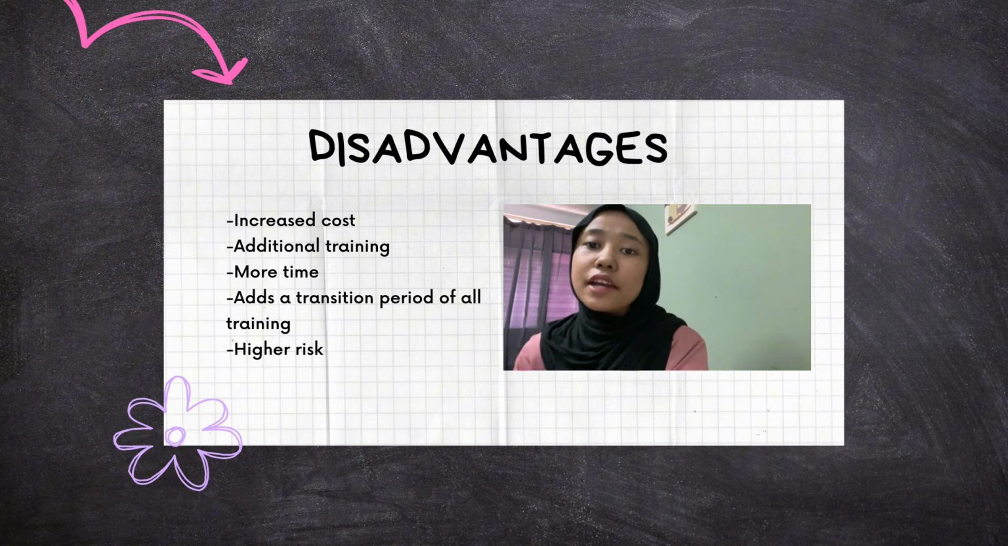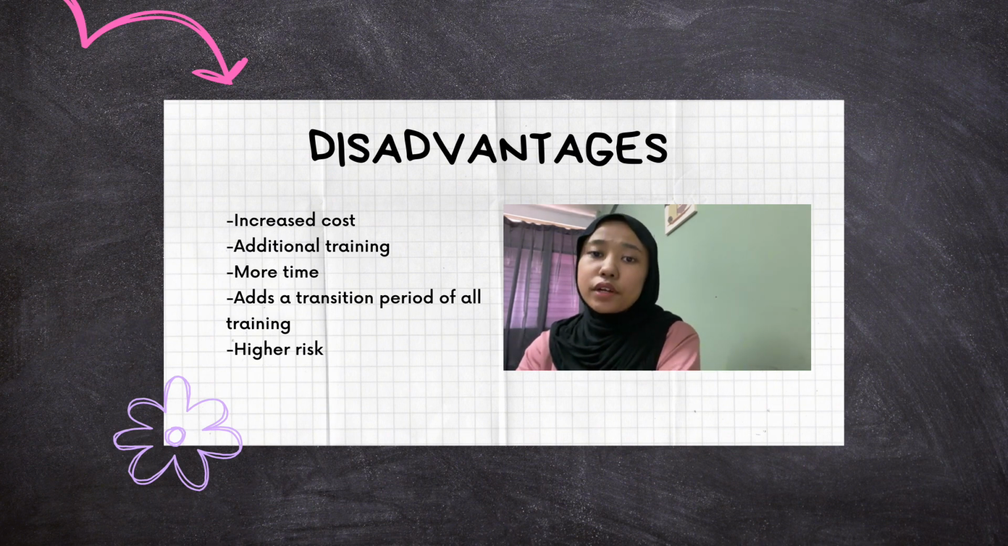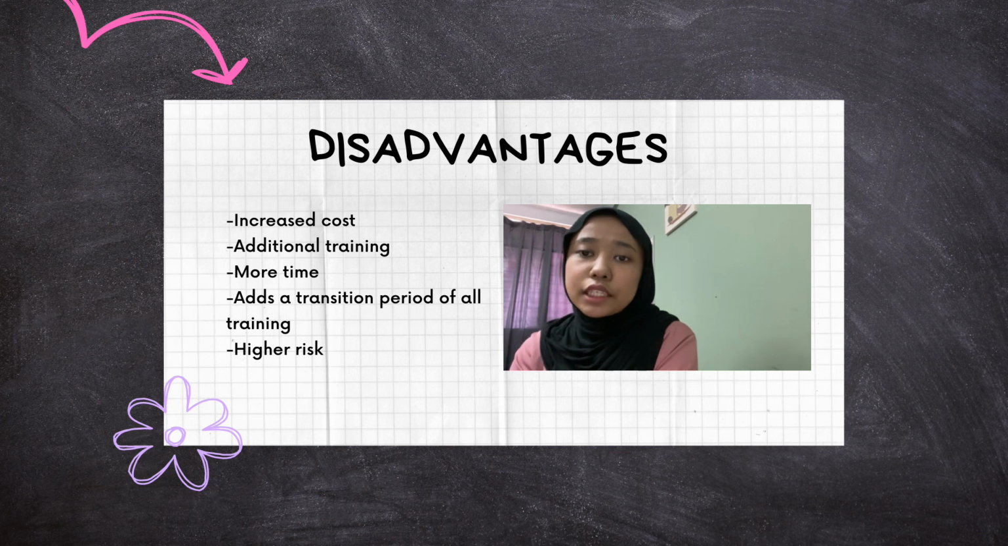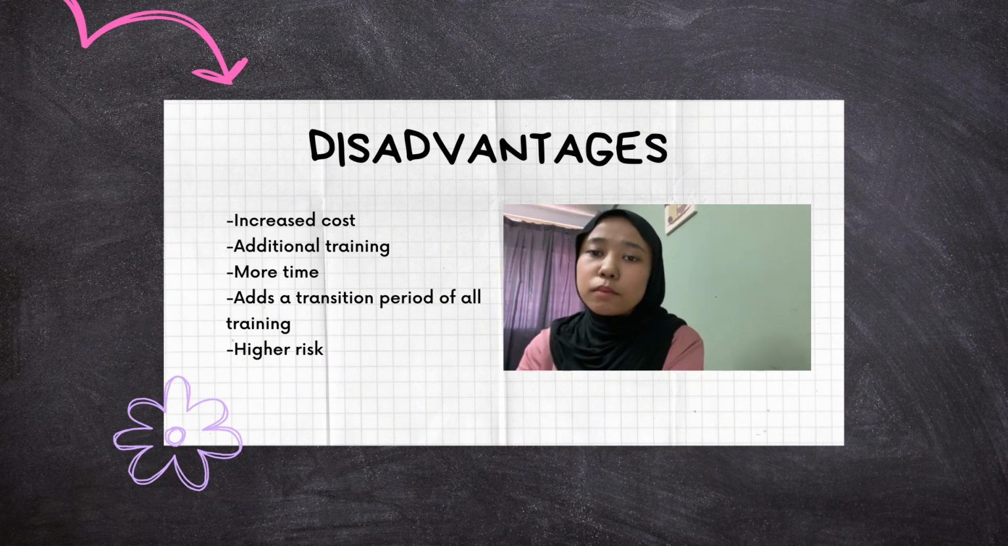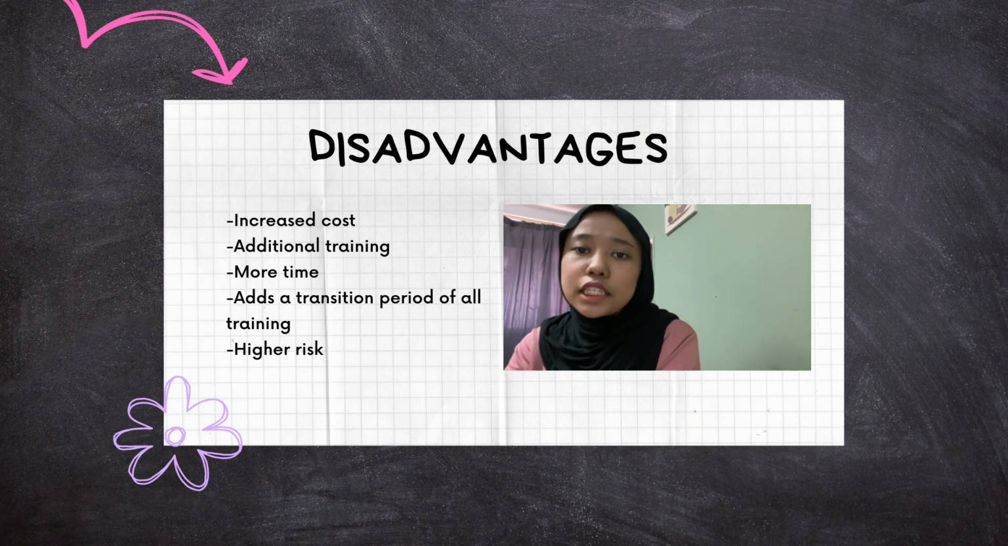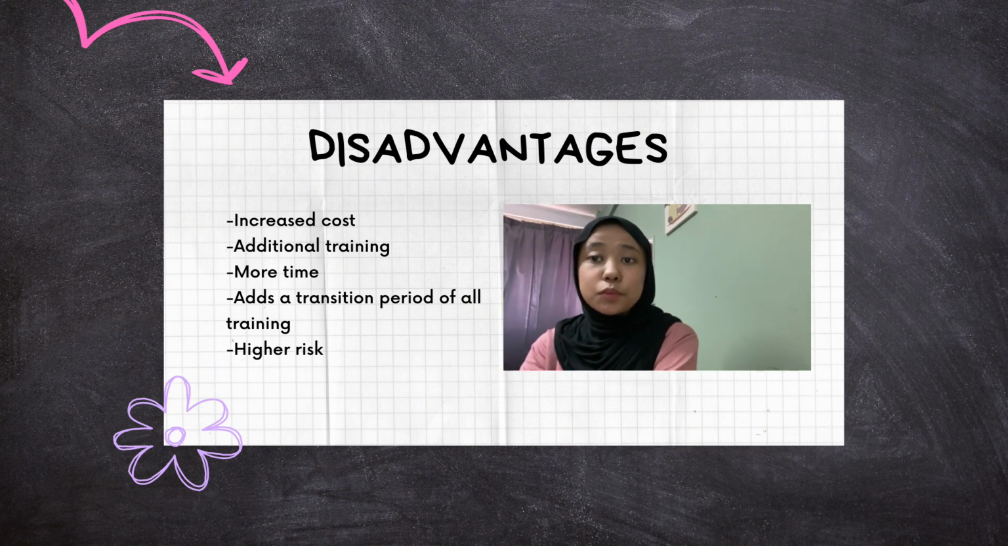The second one is additional training. Outside hires require more training than internal employees on general company policies and procedures. The third one is more time. A new employee needs time to learn common company practices, get to know their colleagues, and develop strategies. This may lead to a dip in productivity during this period.